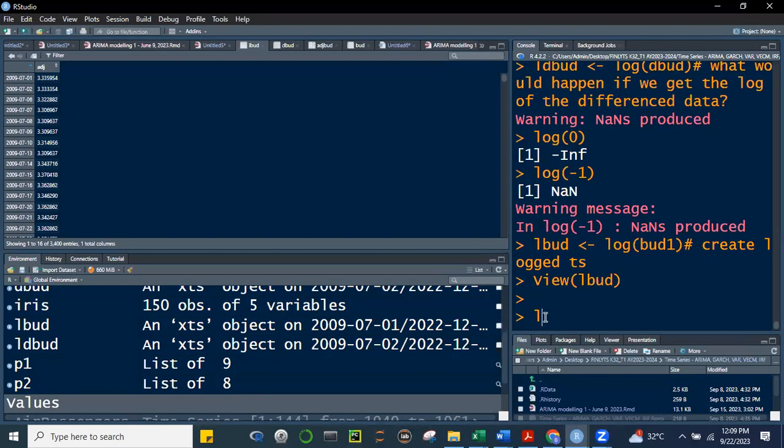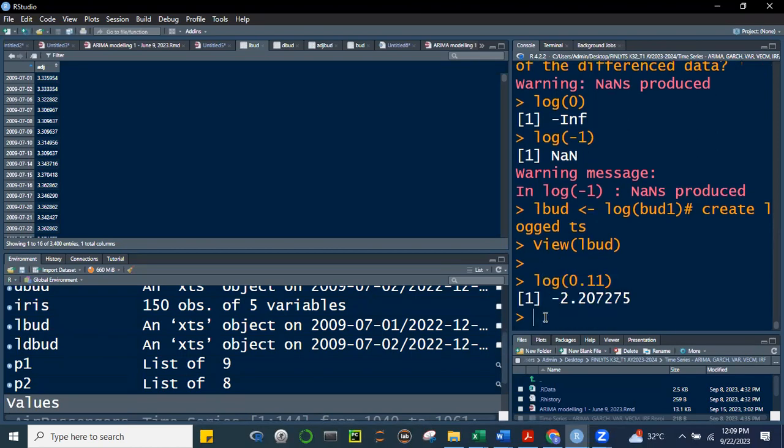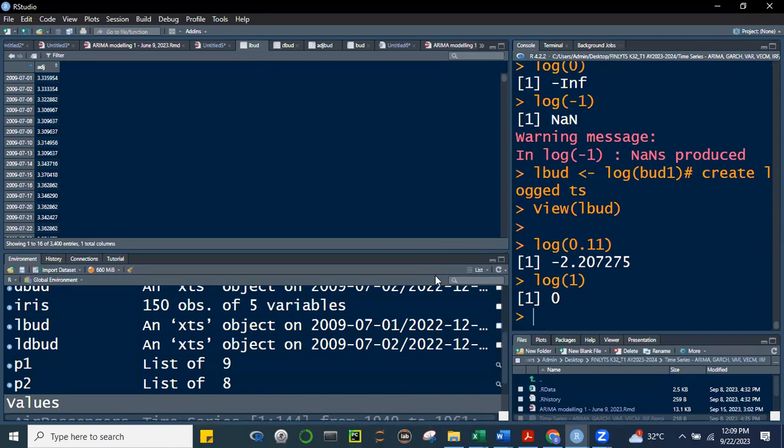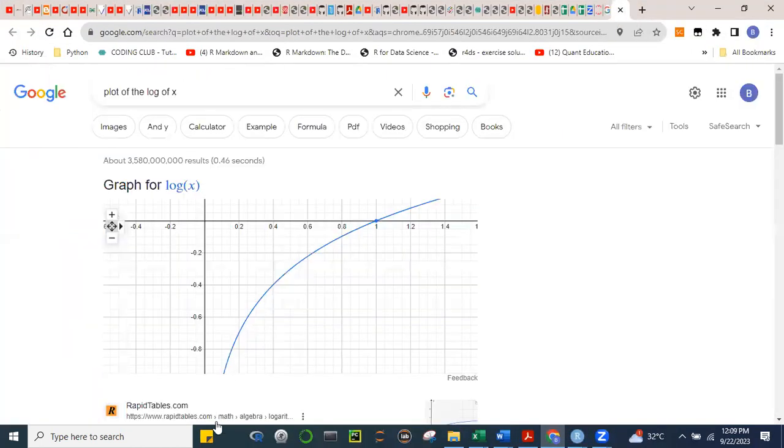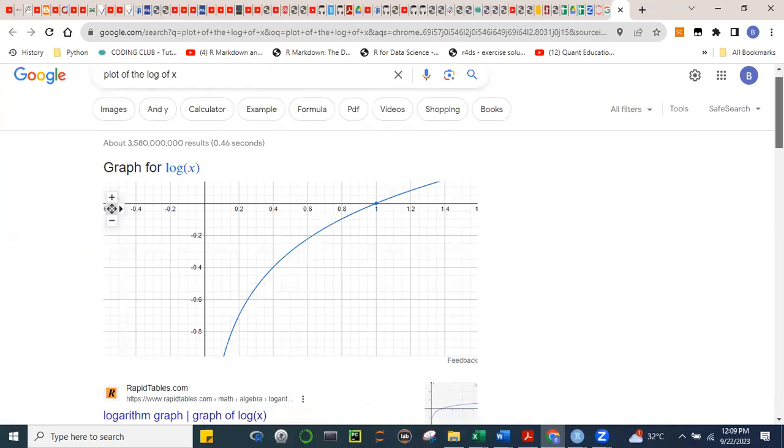Okay, if I get the log of, let's say, 0.11, it would be negative. The log of 1, it's 0. So the range, the domain and range, all possible values of the log of x, it will be as the plot shows. Look at our plot here, class.